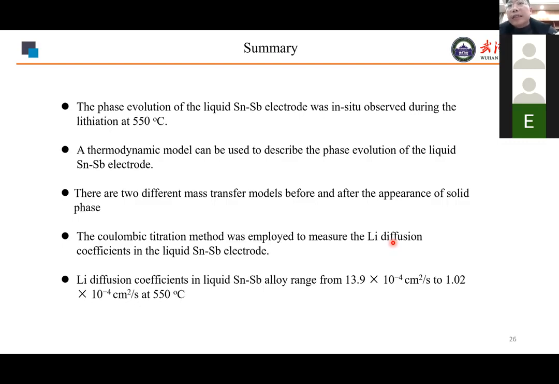Let's make a summary. The phase evolution in the positive electrode during discharge was observed in situ. We built a thermodynamic model to explain the influence of solid phase on battery voltage. There are two different mass transfer models before and after the appearance of solid phase. And then we built an electrochemical method to measure the diffusion coefficient of lithium in liquid alloy.